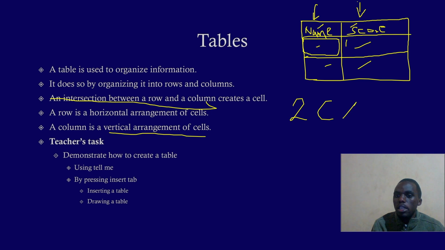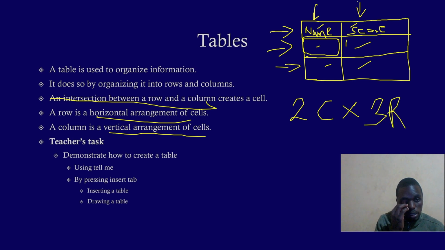And then how many rows do we have? A row is defined as a horizontal arrangement of cells. So we have the first row, the second row, and then the third row. So this table is 2 columns by 3 rows. So I hope that one is well understood.